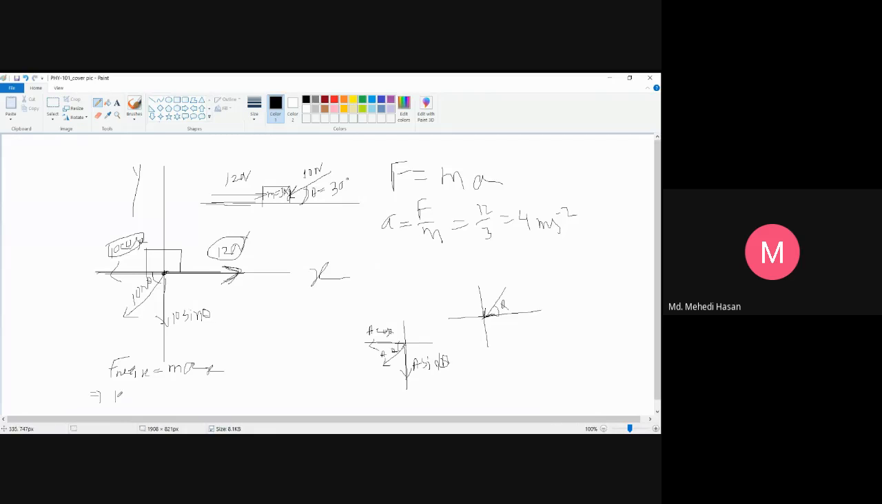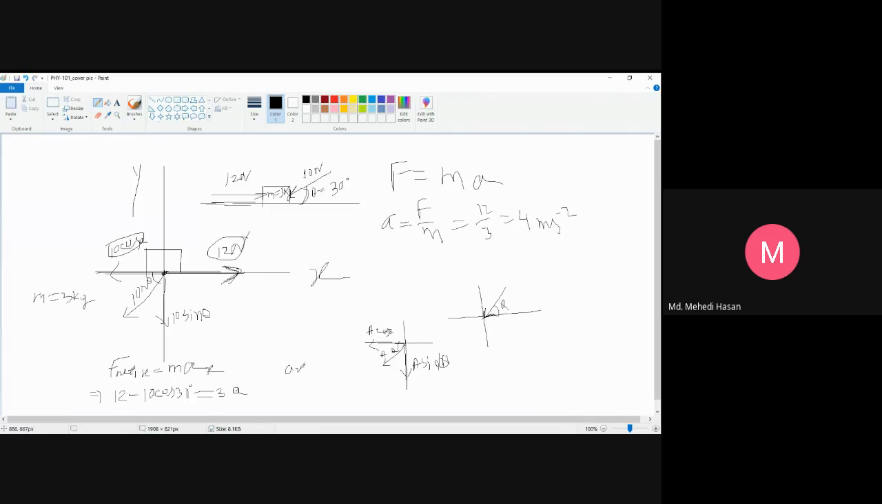So that's why we can write down 12 positive and 10 cos theta negative. So 10 cos 30 degrees. Theta is given as 30 degrees, and if the mass is given, if m equals 3 kg, then 3a.